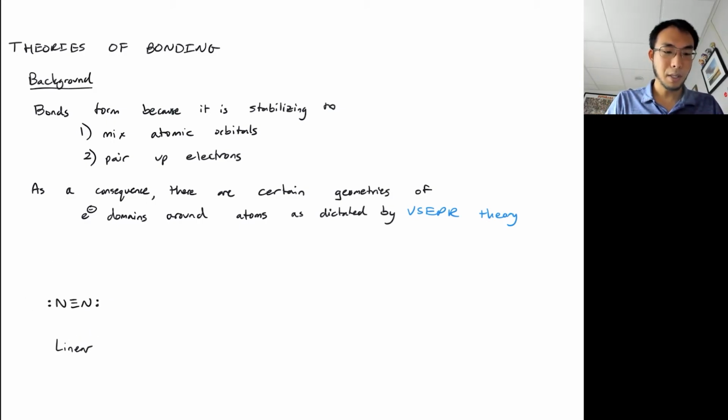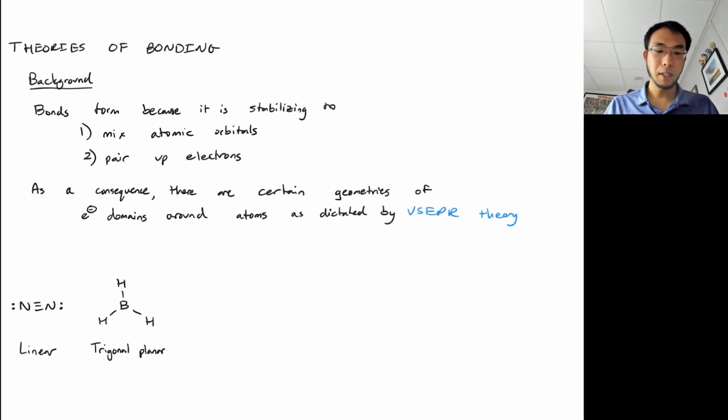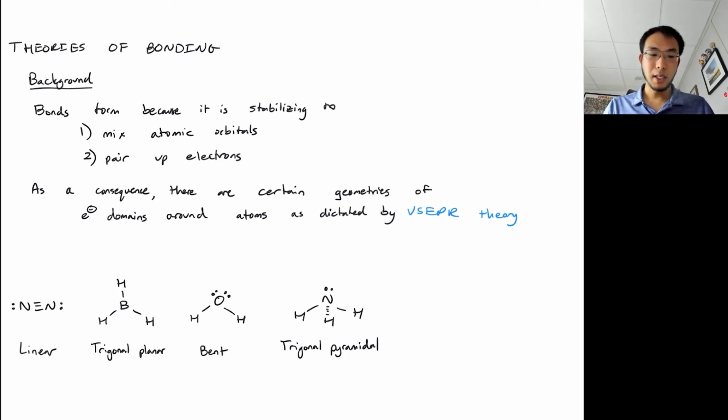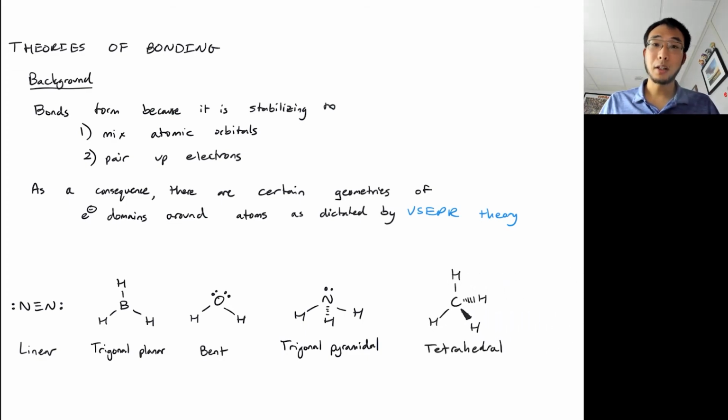So for example, this nitrogen atom in N2 has two electron domains around it, so you get this linear arrangement on the nitrogen atom. BH3 here is a trigonal planar geometry. You have things like water, which is bent. You have ammonia, which has four electron domains, but unevenly, so that's trigonal pyramidal geometry. And then finally, carbon tends to have a tetrahedral geometry. And so these are the most important geometries we want to be able to keep in mind for organic chemistry.